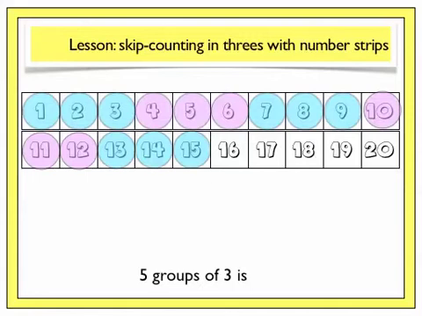The final number that I covered was 15, so I know that 5 groups of 3 is a total of 15 counters. If I had 3 more counters to place onto my number strip, where do you think the third counter will land? If you guessed 18, well done.